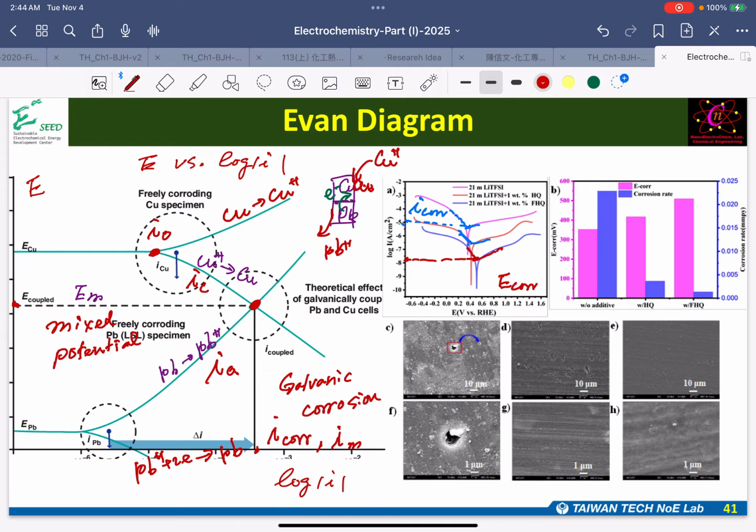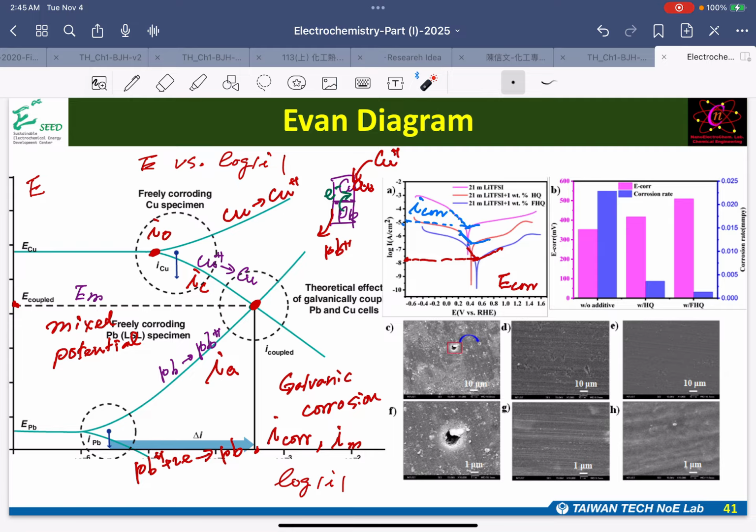In this condition, the corrosion is less. There's 10 to the power of minus 8, and this is 10 to the power of minus 5. So the corrosion is more serious in this one than in this one. And the E corrosion is higher in this case. If the E corrosion is higher, it means the material will be more stable.